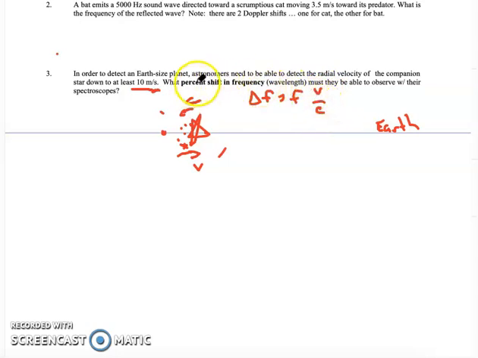So what we're looking for is the percent shift. In other words, what we want to find is delta f over f. Delta f is the actual shift, f is the original, so the percent is simply the ratio of the two, and that's simply v over c. So v is what we're trying to detect. Our instruments have to be sensitive to see that, so that's 10 meters per second divided by the speed of light. And hopefully by now you know that the speed of light is 3 times 10 to the 8th meters per second. So you can see it's a really small value.